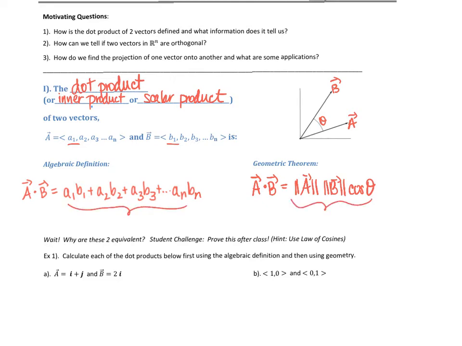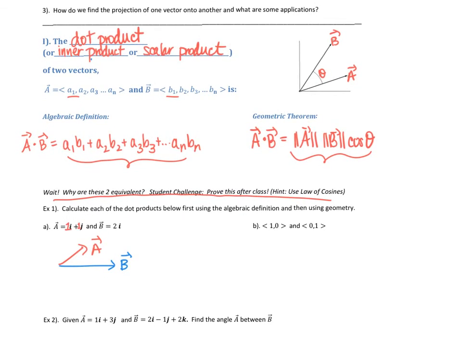And it's not at all obvious why these are equivalent. In fact, we're going to show at the end of this video why this is true. But in the meantime, let's just actually try to calculate this dot product for a couple example vectors. So here in example 1, let's say this is A. I'm going over 1i up 1j, and then we can have this vector B, which is going over 2i. So let's calculate the dot product of this two different ways.